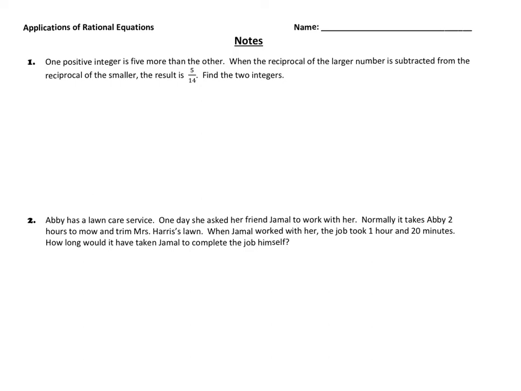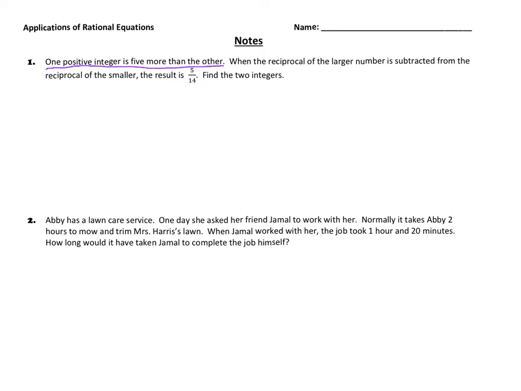In this video, we are going to talk about 3 types of rational equation word problems. The first type of problem we're going to talk about is number 1, which is a number combination problem. So these are pretty similar to the problems we did in the quadratics unit, but now they're going to be rational equations instead of quadratic equations.